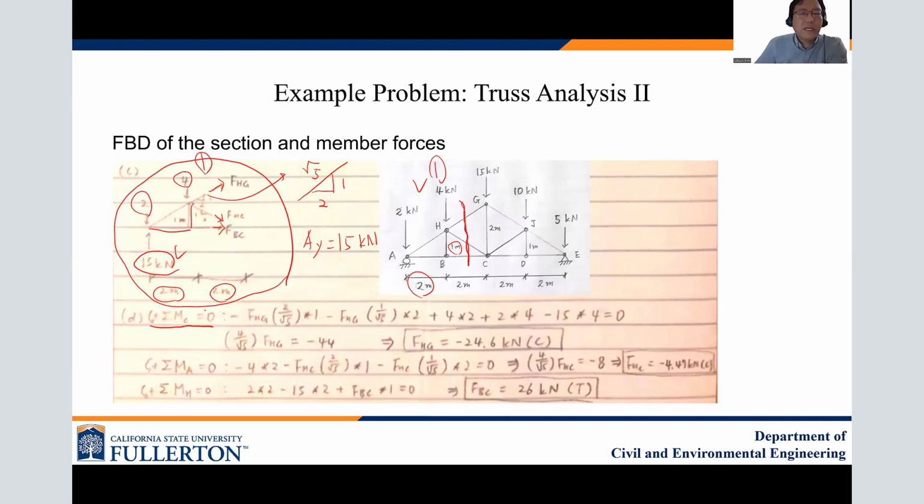So I will explain this one in detail, and then you can do the other, sigma MA and sigma MH, by yourself, but the solutions are in there also. Sigma MC equals 0, and once again, don't forget to write down that counterclockwise is a plus for the moment. And the pivot point is C, so that is the pivot point, okay?